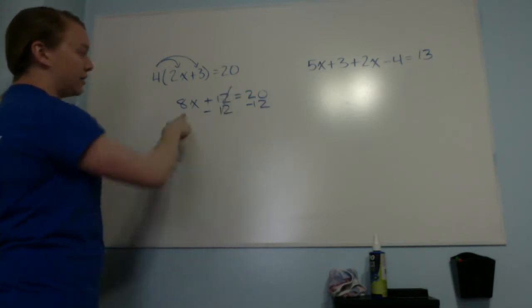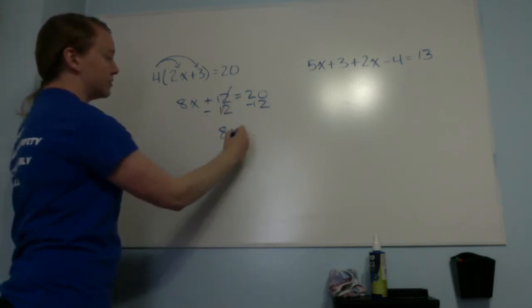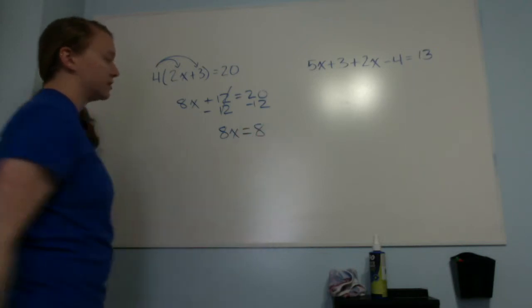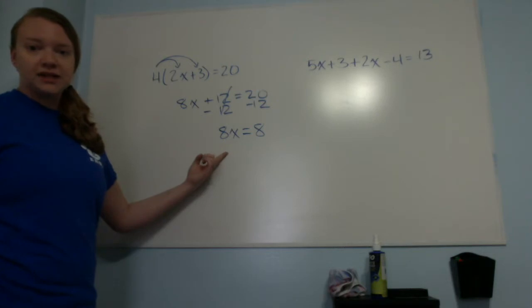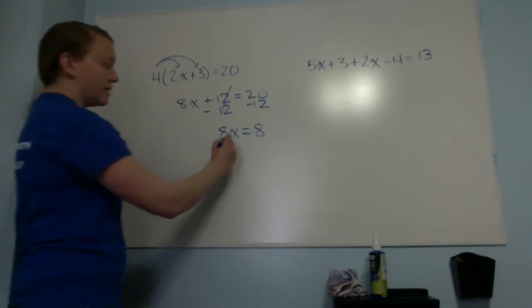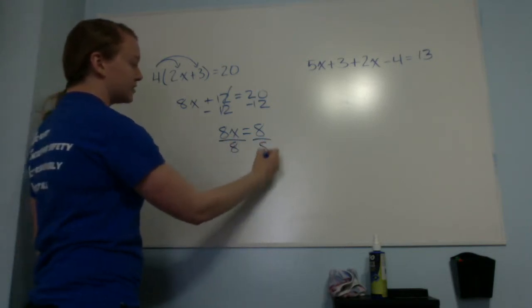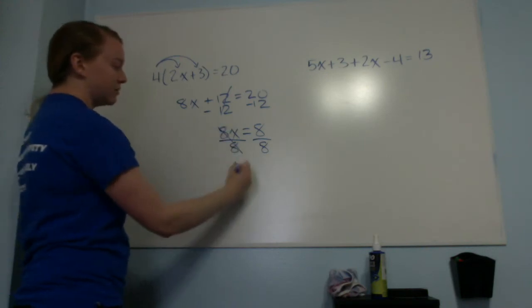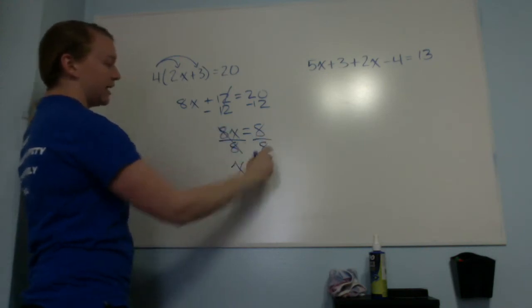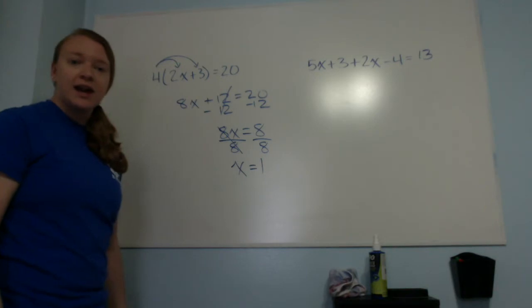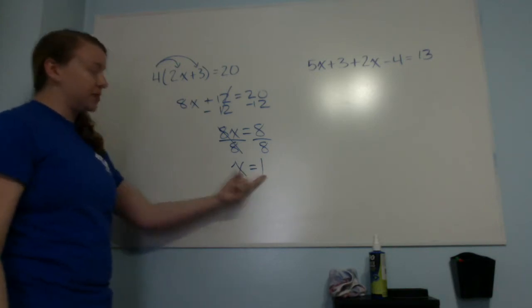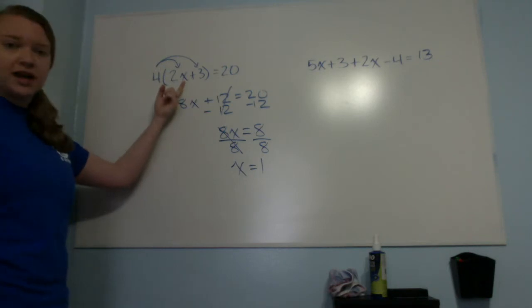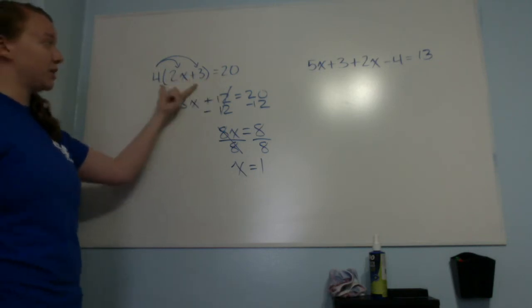This cancels out and I'm left with 8x equals 8. Here's our one-step equation where all we have to do is divide since this is multiplication. I am dividing by 8. These cancel out. 8 divided by 8 is 1. And then don't forget, you can always check this answer. So I could take some time to put this 1 in right here and see if it winds up equaling 20 when I do all my multiplication and adding.